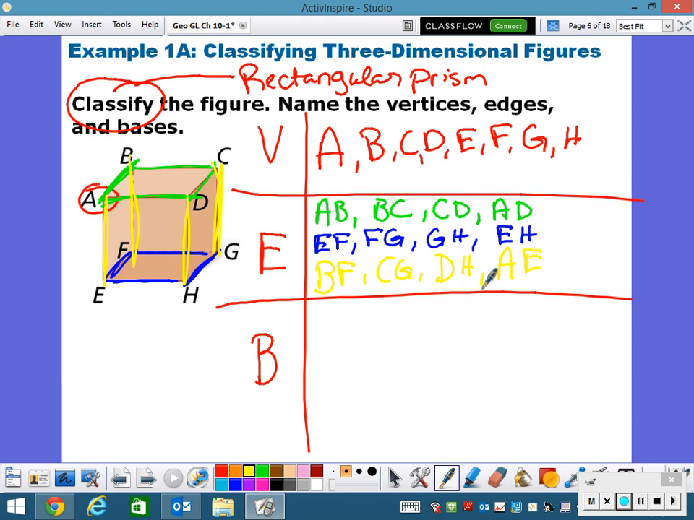Okay. For the last one, they asked us to name the bases on a rectangular prism. All the sides across from each other are parallel, so anybody can be the base. But for our purposes, we'll say the top and the bottom. So I'll name the first base A, B, C, D. So Dakota, that would make the other base be E, F, G, H. Correct. Very nice. So that's what it means to name the vertices, edges, and the base.